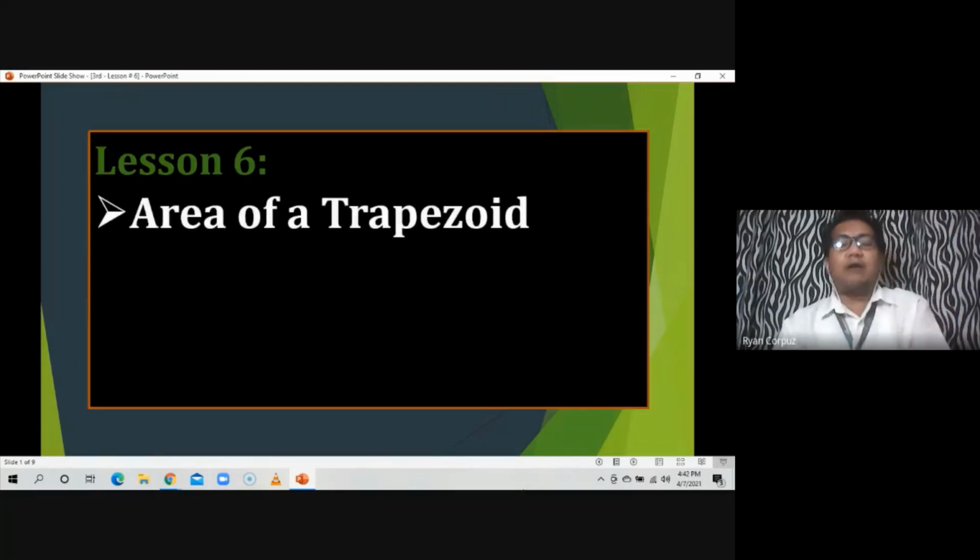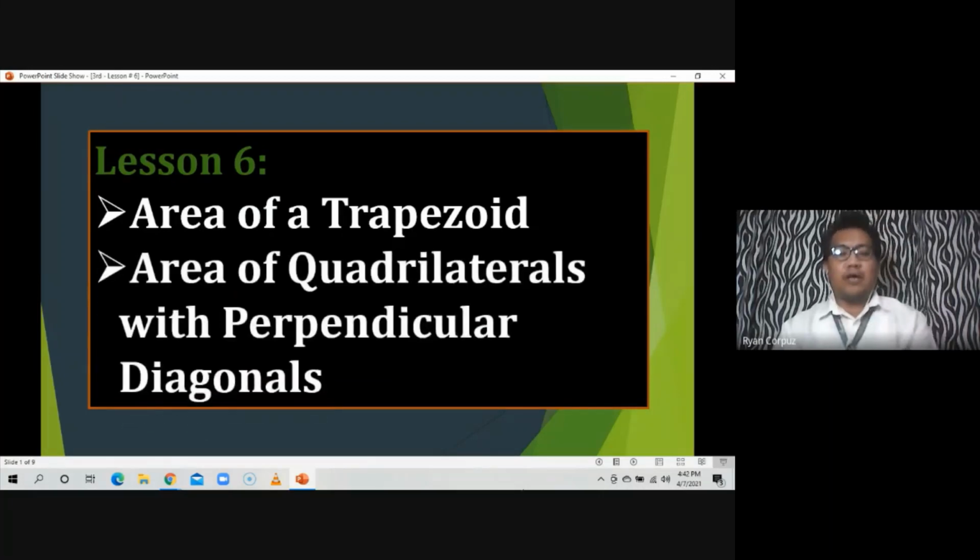So we are now on lesson number 6. So lesson number 6 this time, what we are going to talk about is to find for the area of a trapezoid and also the area of quadrilaterals with perpendicular diagonals. So isa na lang naman na quadrilateral hindi pa natin na-encounter. Yun yung quadrilateral na tinatawag nating kite. So dito na natin siya ma-encounter because one characteristic of a kite is that it has perpendicular diagonals. So ma-encounter natin siya in this lesson.